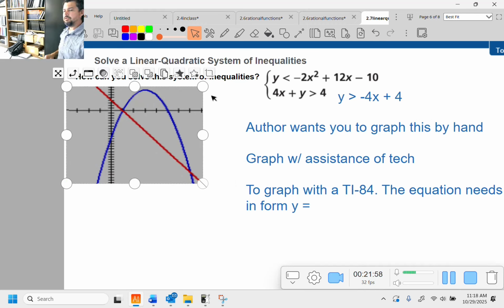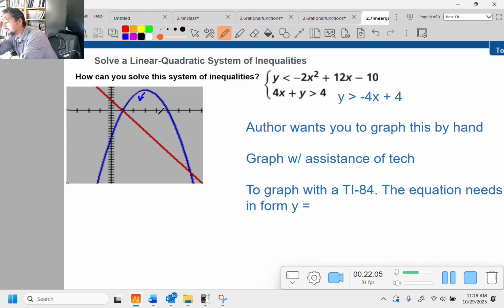Now, the first equation was about the parabola, the negative 2x squared. And it says less than the parabola, okay? That means below the parabola. The second equation was about the line, and it means above the line. What we're being told is that this is the solution space, okay?